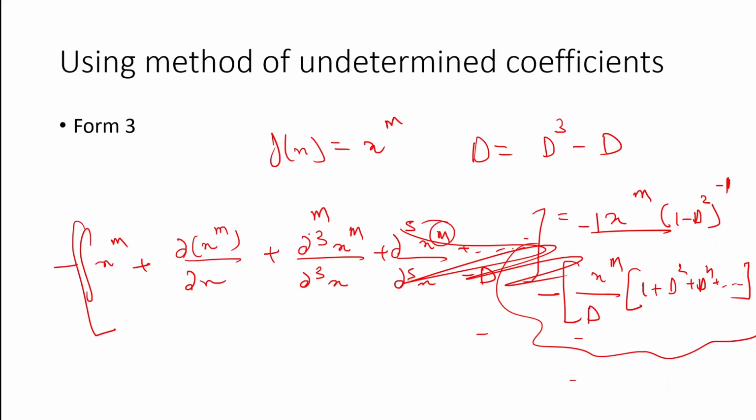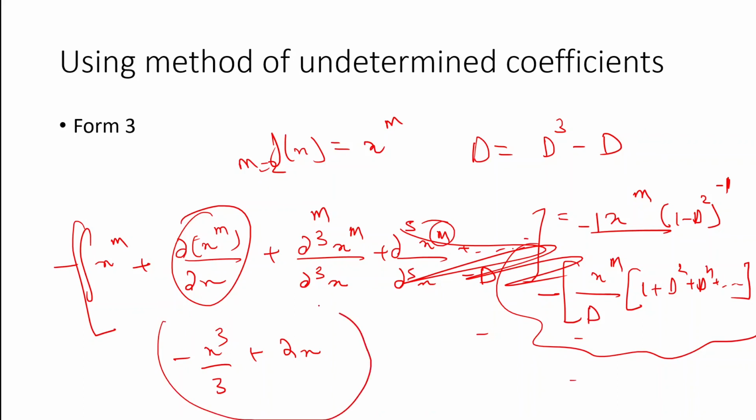X to the power m, 3x, say if m was equal to 2, all we need to do is the differential of this. So it becomes minus x square, integral x square, which is minus x cube by 3 plus 2x, and that's all. So this is our particular integral. Whatever the value of m is, you curtail that binomial expansion only to that value and kill the other infinite terms and only solve for that. So that is our third form.